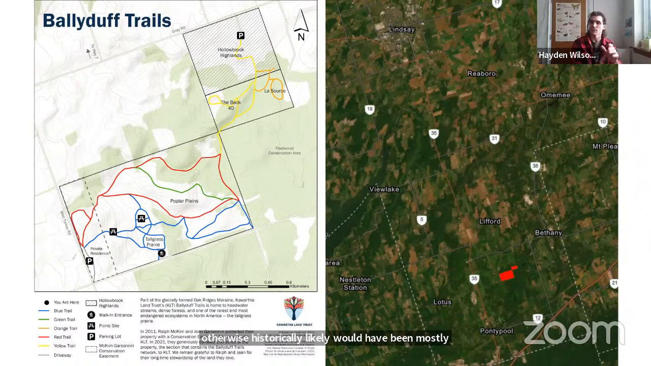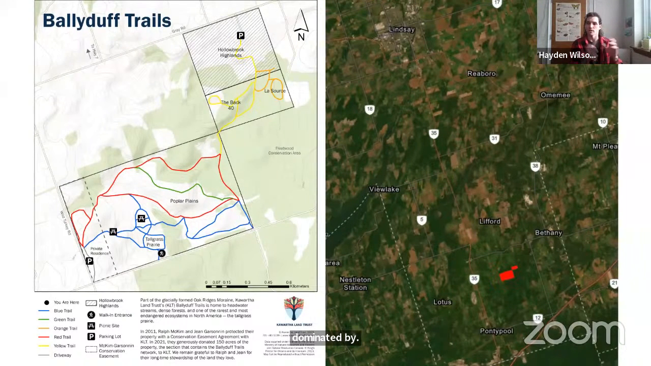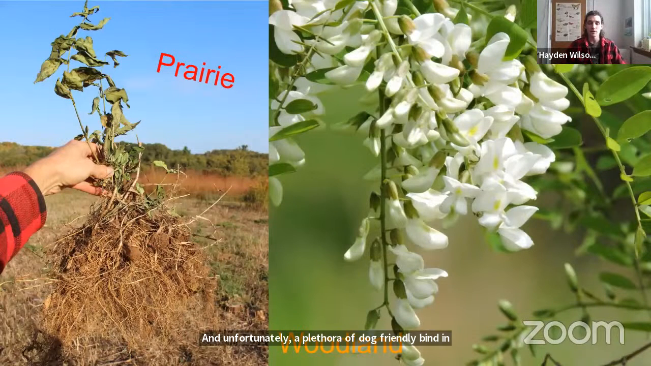It's very sandy, it's right on the edge of the Oak Ridges Moraine. So there's an interesting characteristic to this site already. And unfortunately, a plethora of dog strangling vine in the entire area as well. So again, we're certainly going to be focusing on these two different areas, looking at dog strangling vine management in the prairie and dog strangling vine and black locust management in this black locust stand.